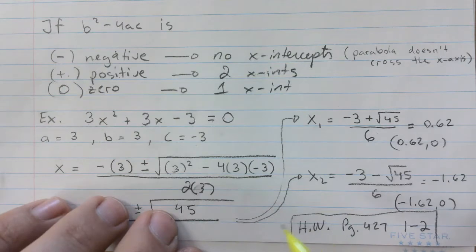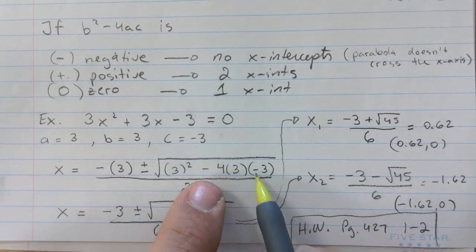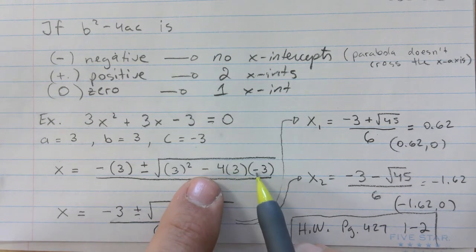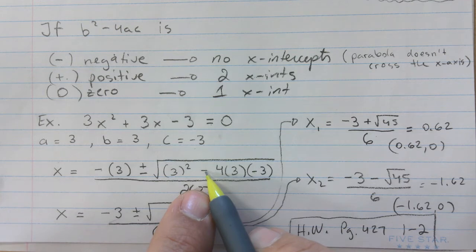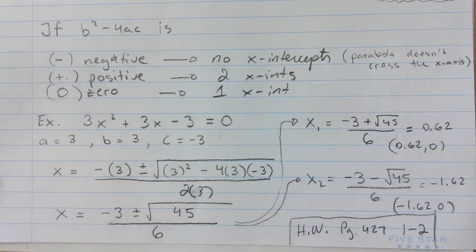Another very common mistake is for some reason students getting these signs here, forgetting that ultimately this whole thing will be negative. Combined with this negative, that turns into a positive, okay? So you got to watch out for that.